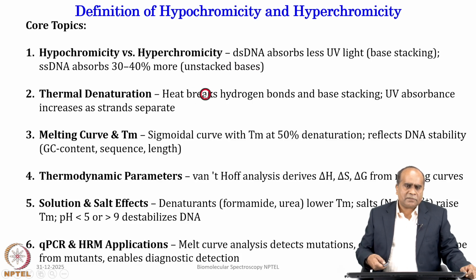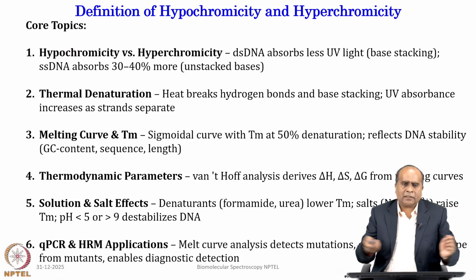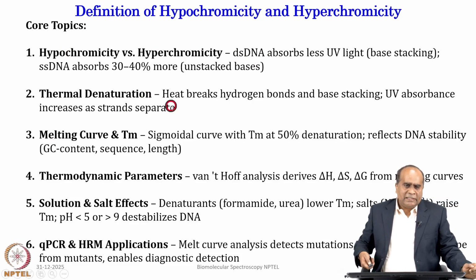And this basically happens because the DNA is melting, right, the double stranded DNA is melting, and because of the heat that we are putting in, the heat is breaking the hydrogen bonds, it is unstacking the bases, and therefore absorbance increases as the two strands which were twined come apart. So using this we can get the melting curve of the DNA, we can get the Tm, the transition midpoint of the curve, and this looks like a sigmoidal curve. At 50% of denaturation, we can calculate the Tm, and if you do these experiments, that essentially reflects the DNA stability.